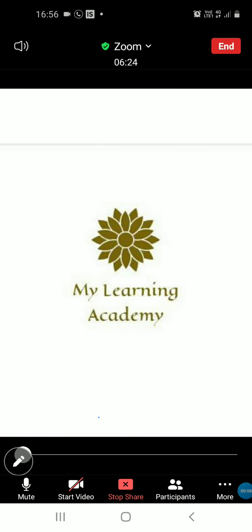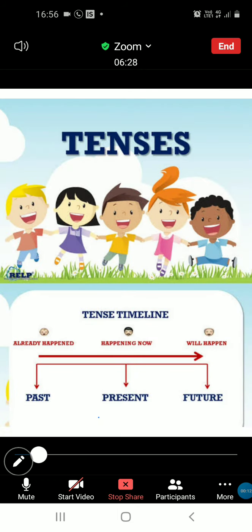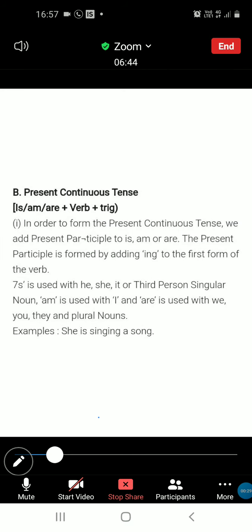Yeah, so I'm here today with the same topic, that is tenses. Yesterday I explained to you about the same tenses, but I explained about the simple present tense only. Okay, and today I'm going to explain about the present continuous tense to you. Okay, what is that? Present continuous or present progressive tense?